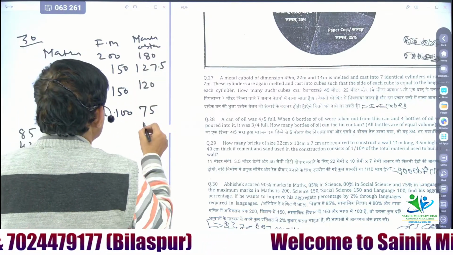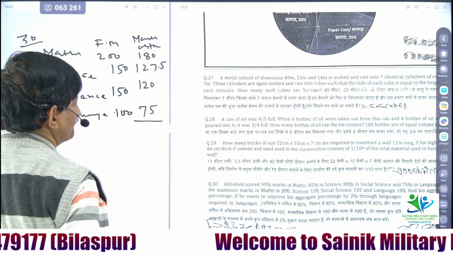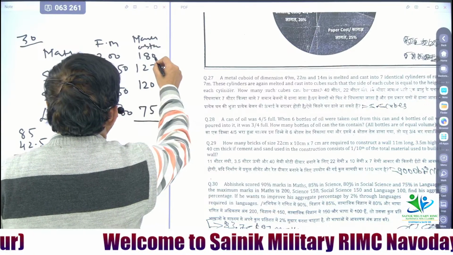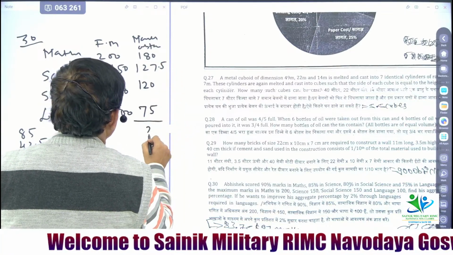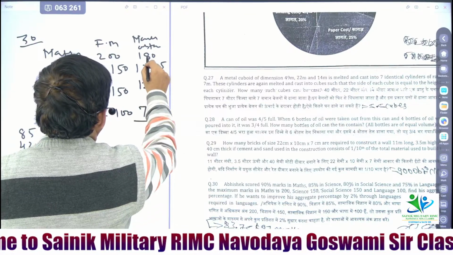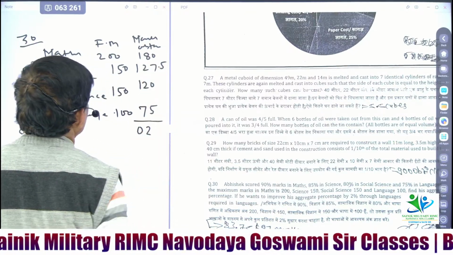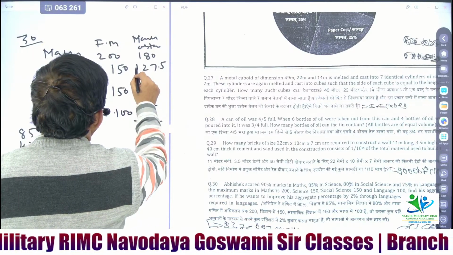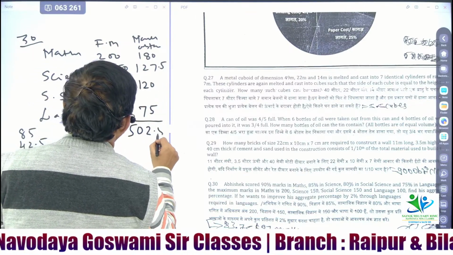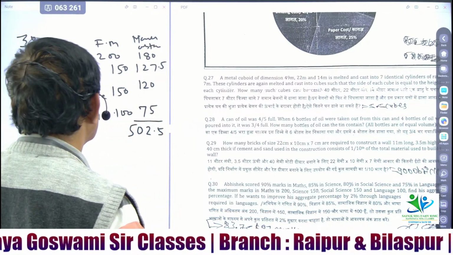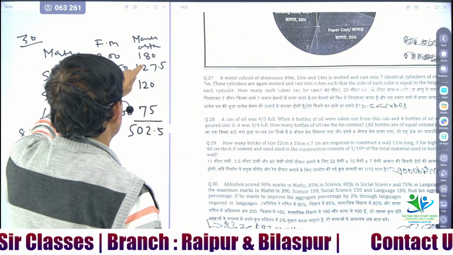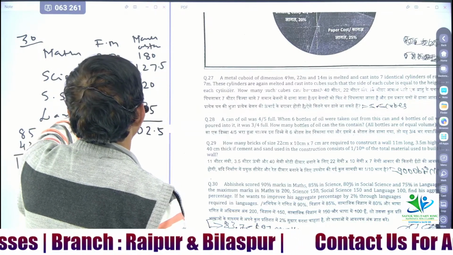Now see what is the total marks obtained by the Abhishek. Because you have to find the aggregate percent. Aggregate percent, add this one, 7 and 5, 12. 1, 8 to 10 to 12, 8, 20. 2, 3, 4, 5. 502.5. The total marks obtained by the Abhishek.